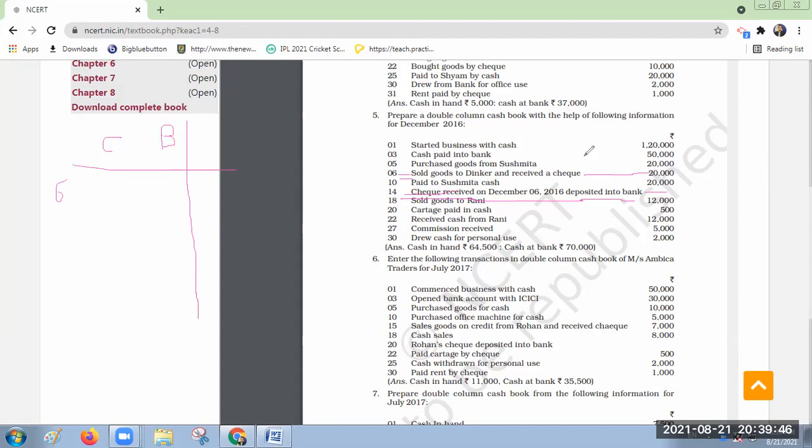Yes, sir. Okay. See, first the 20,000 rupees you received on the 6th date. So here you will mention the person's name, Dinkar. On the 6th date you will write Dinkar in the cash column. On the 14th date you will write again: 14th date, 20,000 you are going to shift to the bank column. In the bank column you mentioned, here you will write cash. In the ledger folio number you will mention C.